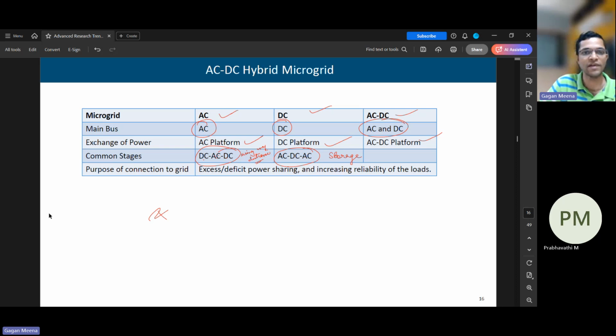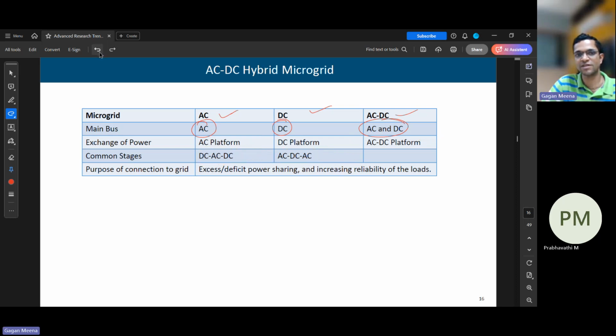So the purpose of connection to the grid in all the three microgrid cases is to increase the reliability of the loads and to have power sharing. When there is excess power in the microgrid, it can supply it to the main grid. And when there is a deficit in the microgrid, it can import power from the main grid.